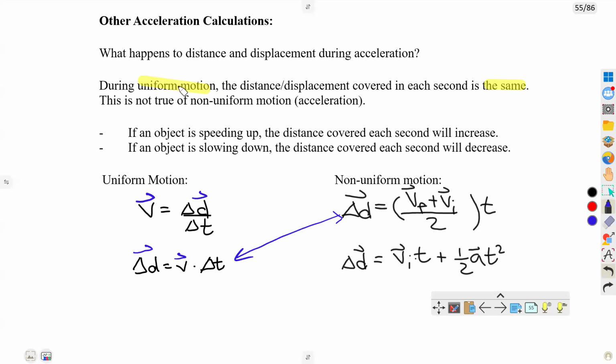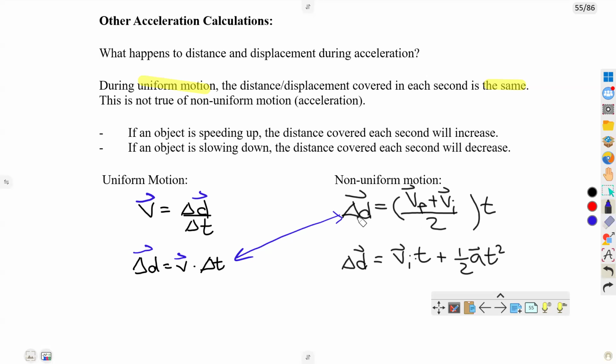When we look at uniform motion, the distance or displacement that's covered in each second is going to be the same. This isn't going to be the case in non-uniform motion or when we have acceleration. So in the case of uniform motion, the velocity is going to be delta d over delta t, and you can rearrange that in this way to calculate for the displacement.